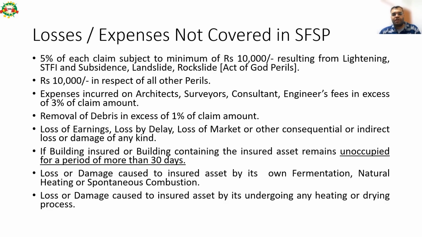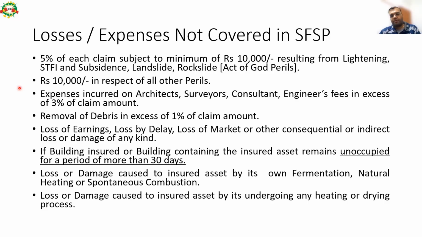Losses and expenses not covered in SFSP. So these are also important terms. 5% of each claim subject to a minimum of 10,000 rupees resulting from lightning, STFI and subsidence, landslide, rockslide, etc. act of God is to be deducted. So up to 10,000 rupees or 5% of the claim amount is being deducted from the claim. Rupees 10,000 in respect of all other perils is deducted from the claim. Expenses incurred on architects, surveyors, consultants, engineers fees in excess of 3% of the claim amount.